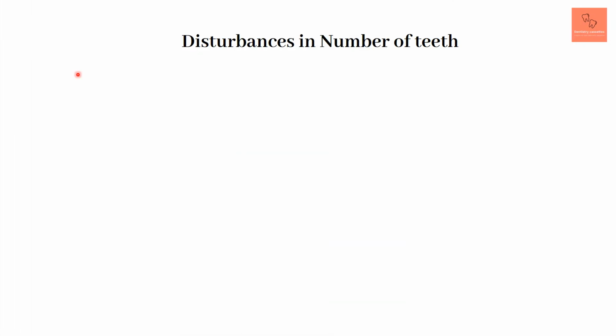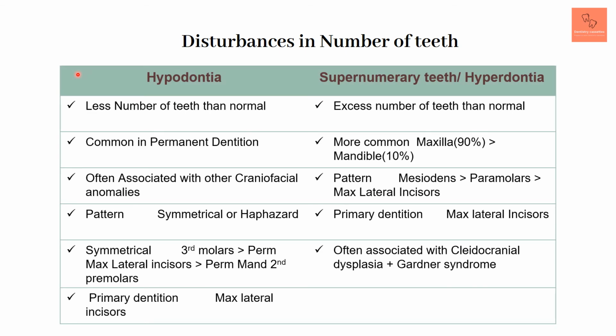Now coming towards hypodontia and hyperdontia. Hypodontia is when less number of teeth are present. It is more commonly found in the permanent dentition. It is often associated with other craniofacial anomalies. There can be two types of pattern to hypodontia, that is symmetrical or haphazard.